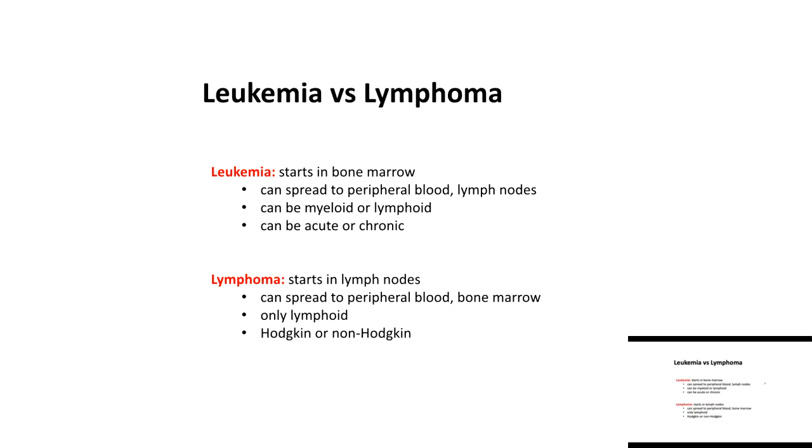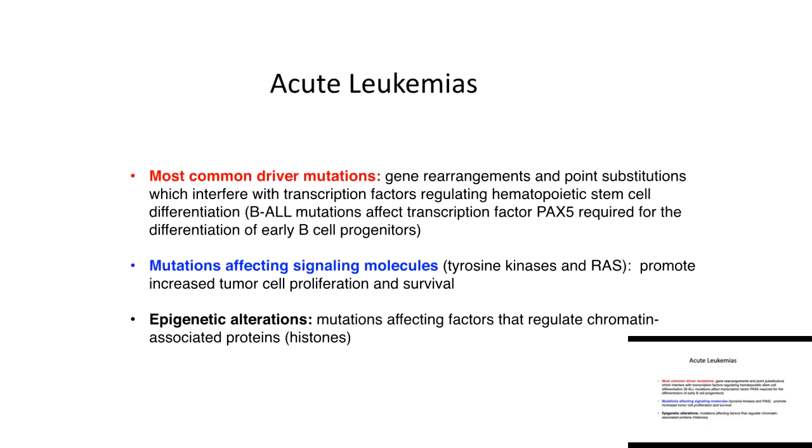On the other hand, lymphoma could start in lymph nodes, it could start in the spleen, it could start in other lymphoid collections like gut-associated lymphoid tissue, mucosa-associated lymphoid tissue. But this can only be lymphoid. This, however, is further divided into the Hodgkin or the non-Hodgkin lymphomas.